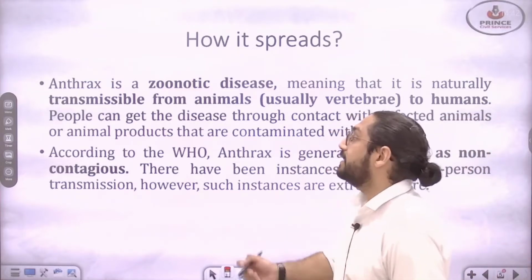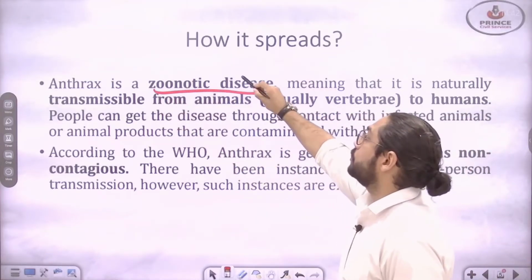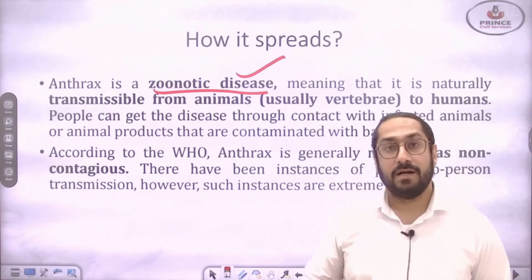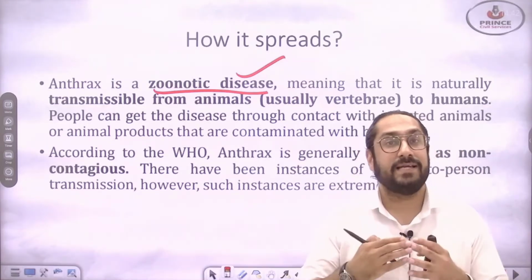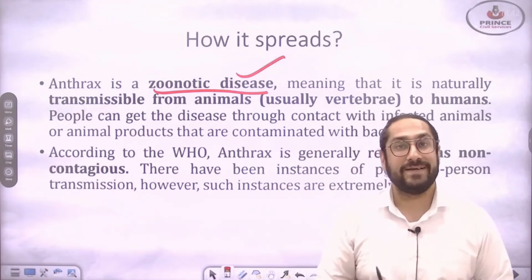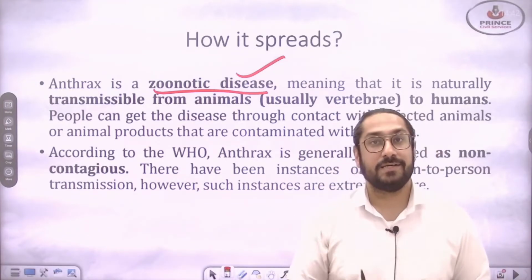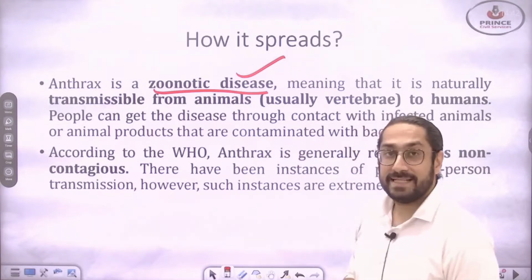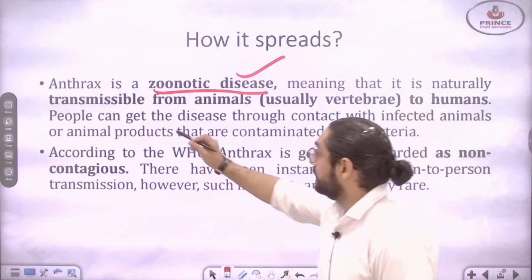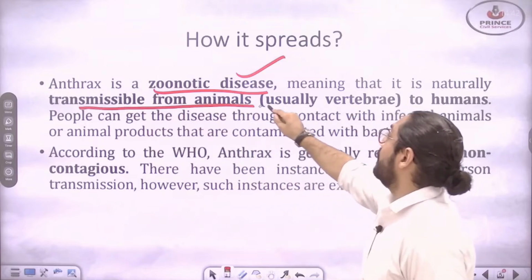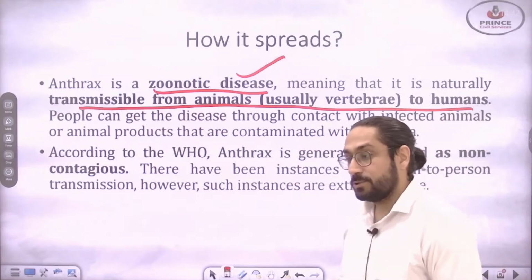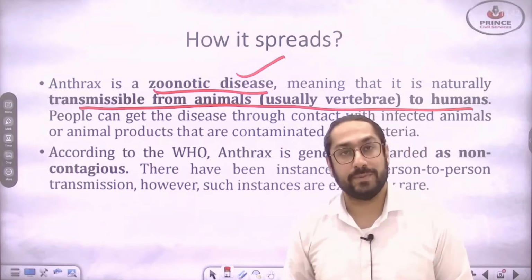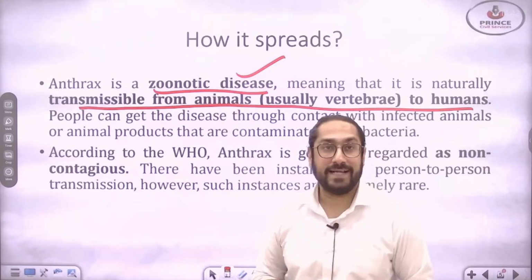Anthrax is a zoonotic disease. Now, it has been asked multiple times what are zoonotic diseases, and among the following which is a zoonotic disease. So you need to learn that anthrax is a zoonotic disease, which means that it is transmitted from animals to humans. If a disease is carried from animals to humans, then it is a zoonotic disease.